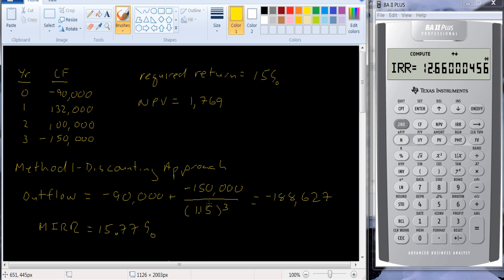NPV always gives you the right answer. IRR oftentimes does, but in this case, it may give you an incorrect answer.